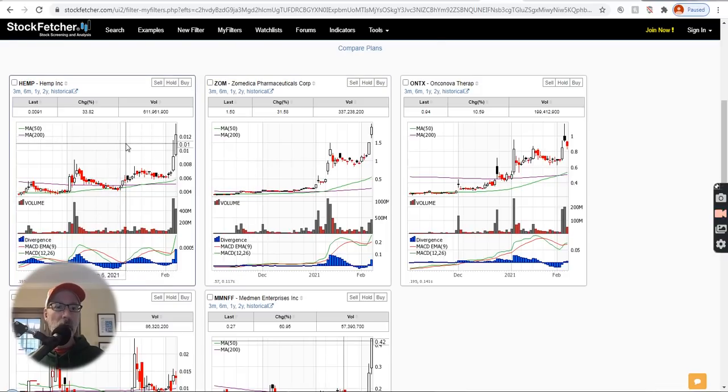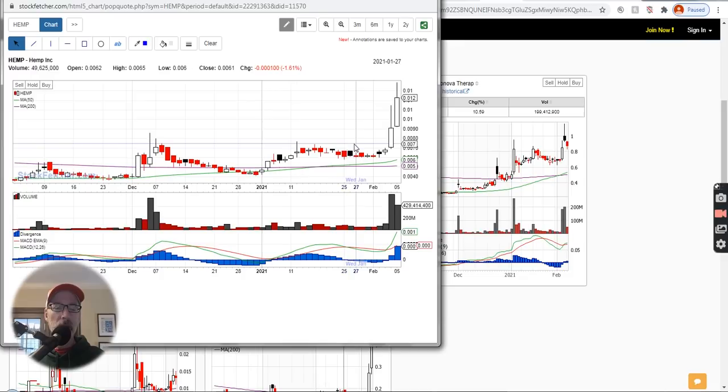And you can click on the chart and it'll open up into a bigger chart here, and it'll show you exactly what phrase was typed in, where you got the MACD crossover, I think, is down here, and it's got the volume, and here's the actual stock chart.